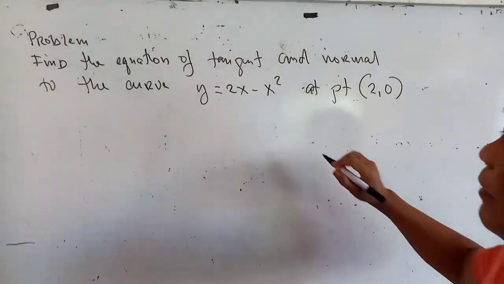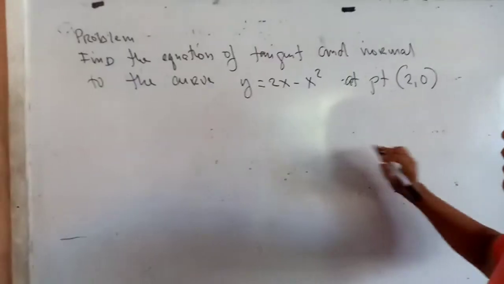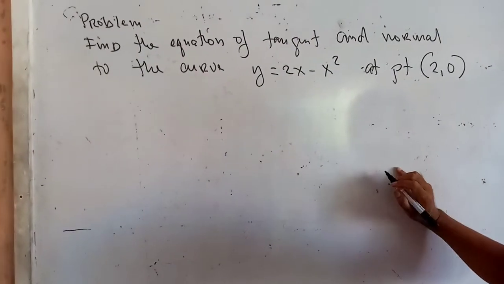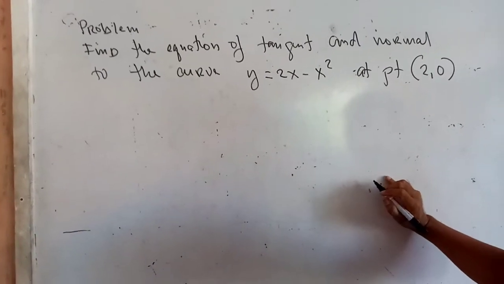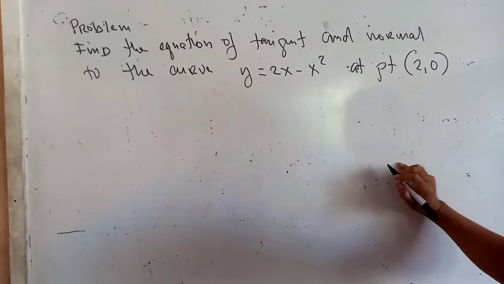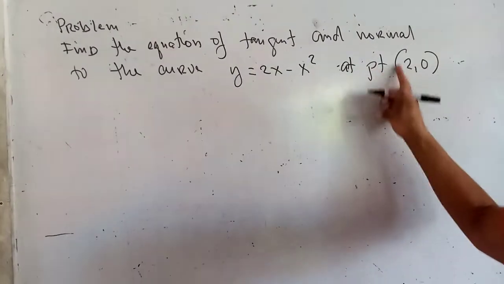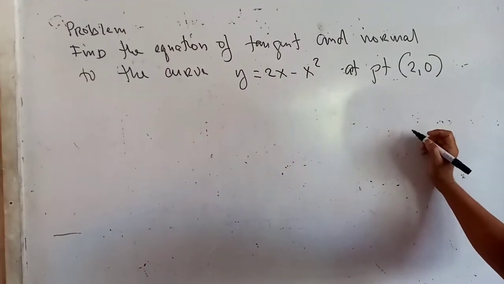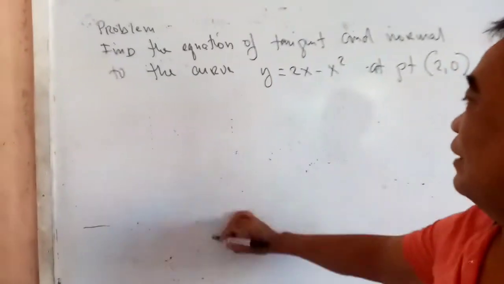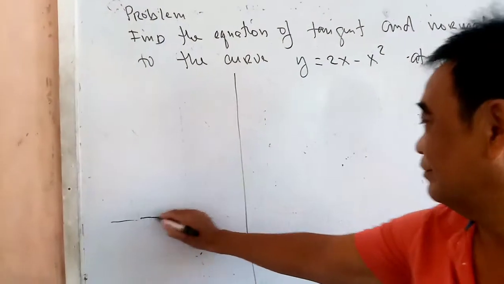Let's take this problem illustrating Formula 1 up to implicit differentiation. Find the equation of the tangent and the equation of the normal to the curve y = 2x - x² at the point of intersection (-2, 0). Now, let's try to visualize the problem.